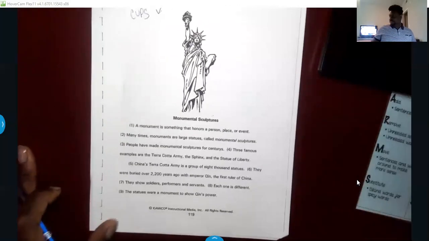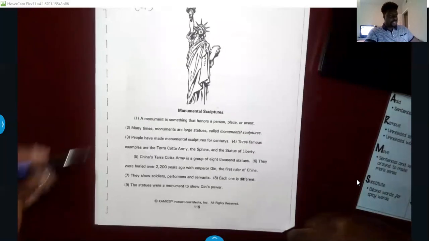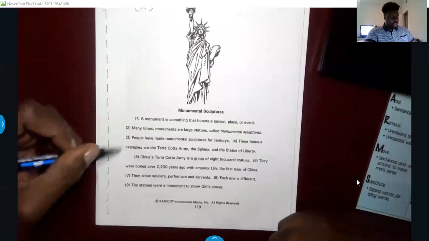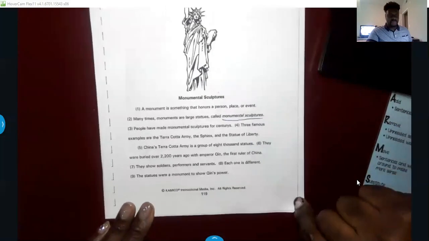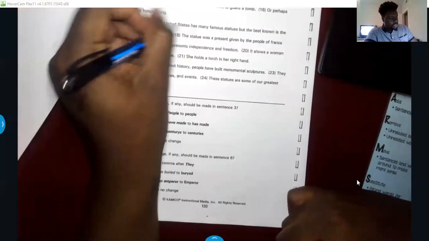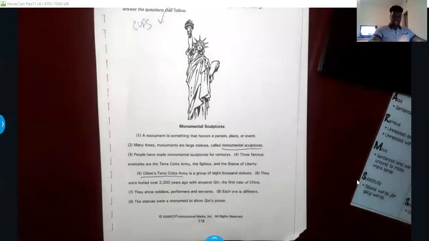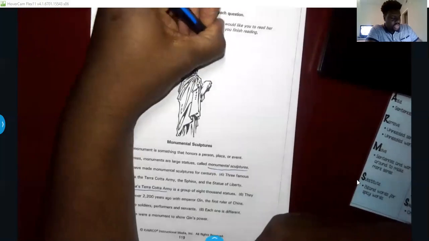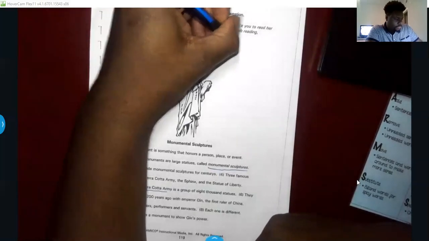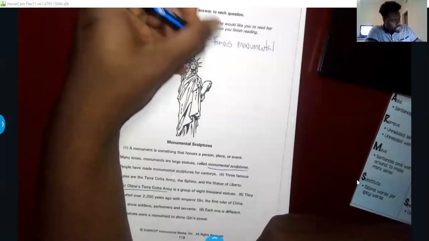So as I was reading that, as always, I was thinking, what could the central idea be? What was the author mainly talking about? So I know in this first paragraph, we get introduced to this first term called monumental sculptures, right? And then each consecutive paragraph after that, they just told us about the Terracotta Army, the Sphinx, and the Statue of Liberty. So we were introduced to three different monumental structures. So I'm going to say our central idea is famous monumental sculptures.